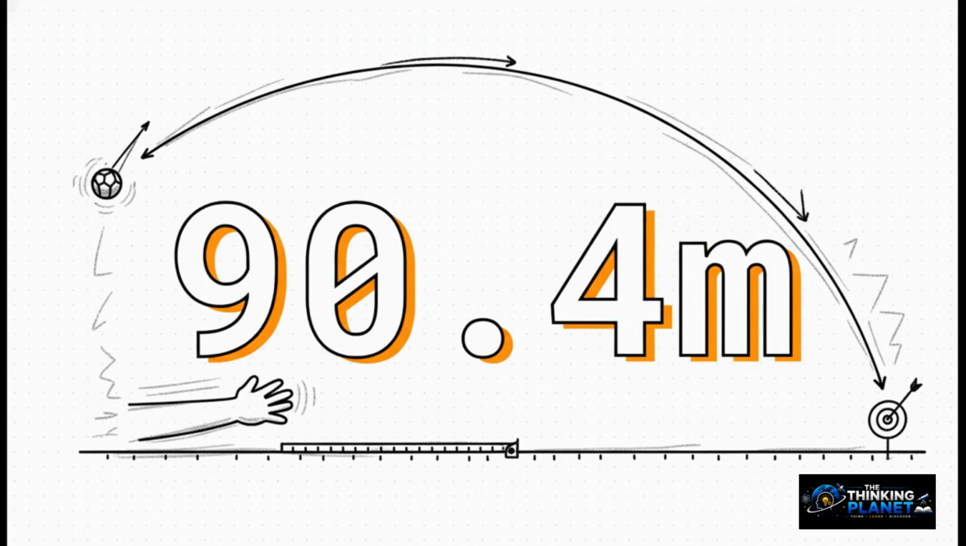Think about how powerful that is. Just by knowing the angle and the speed the ball left the hand, the math allows us to confidently predict it will travel almost an entire football field and land perfectly at 90.4 meters away. That is physics in action.